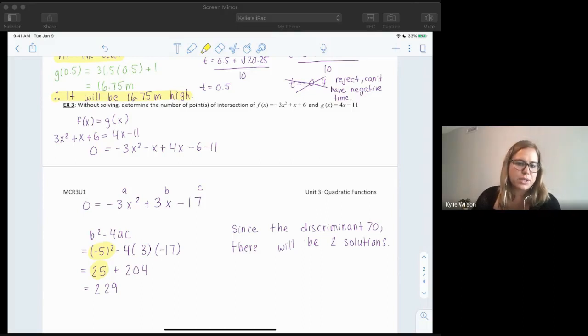So how do you know when to use the discriminant and when to use the quadratic formula? The difference is without solving. Because it says without solving, we don't actually need the exact points of intersection. We can just use the discriminant. Oh, yes, you're right. It should be here. I see what you're saying. I misunderstood.